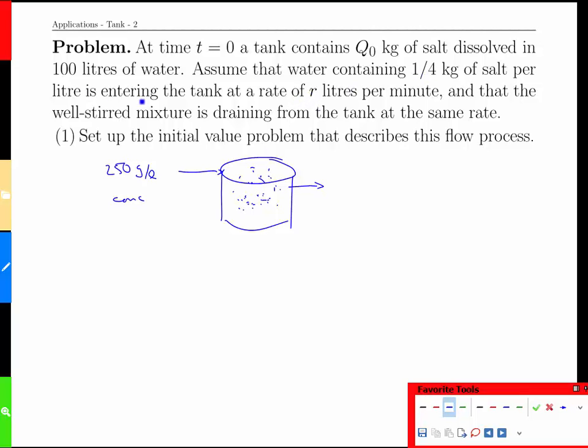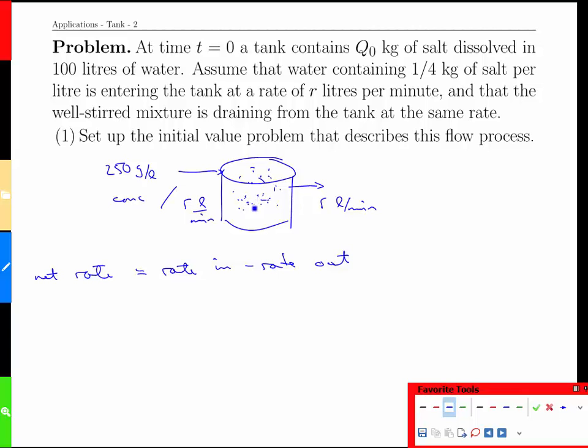We've got the concentration of water coming in. We're told that the water itself is coming in at R liters per minute. So we've got several rates going on, which points to derivatives. The well-stirred mixture is draining from the tank at the same rate, R liters per minute. Now, let's see how we can build a differential equation from this. This is a classic kitchen sink model, where we've got material flowing in and out, and the net rate of accumulation of the salt in here is going to be the rate in minus the rate out.